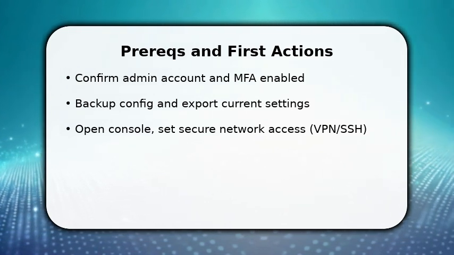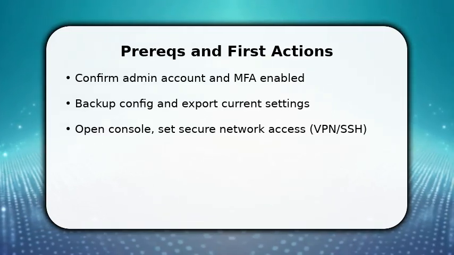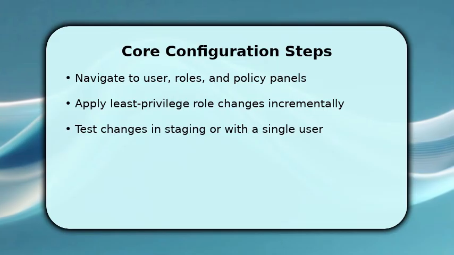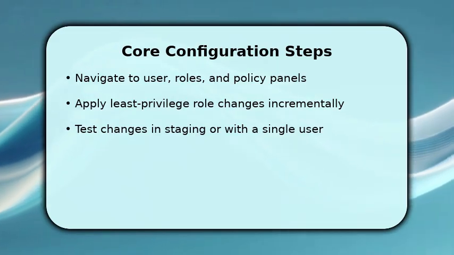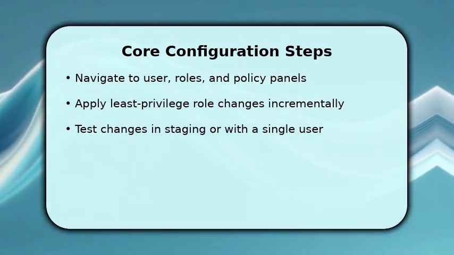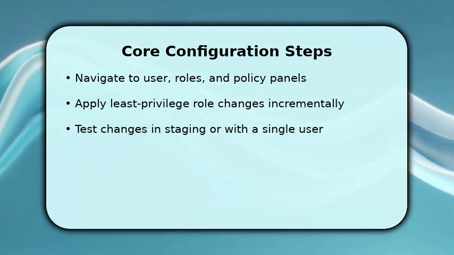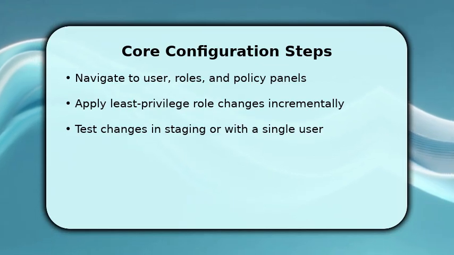Now you perform the core changes. Adjust roles, policies, and resource permissions. Start with least privilege edits and apply them in small increments. This reduces blast radius. Once a change is planned, run it in a staging environment or target one test user to observe effects. While monitoring logs, validate access and functionality.